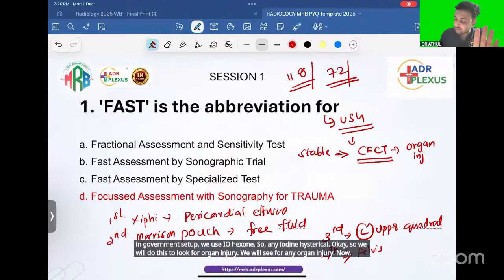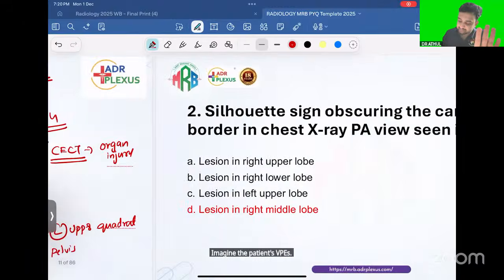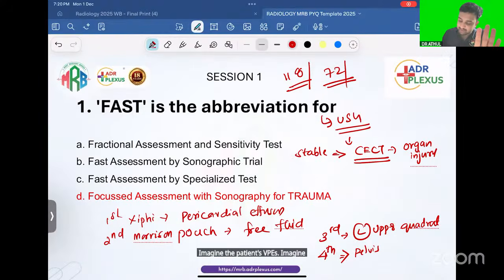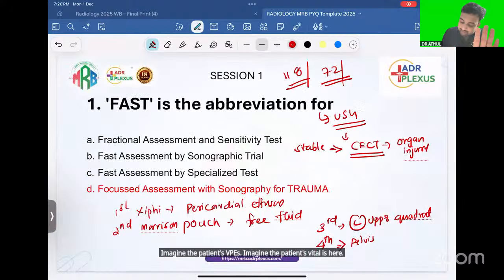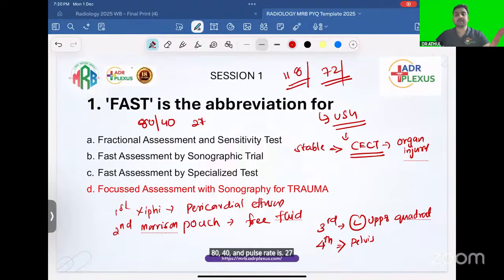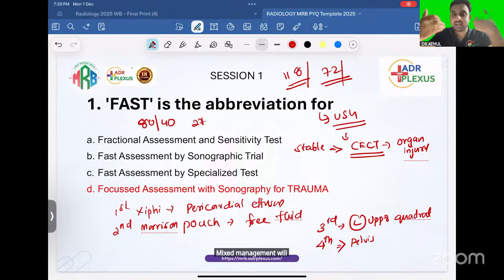Now, imagine the patient's vitals are, I will write it here, BP 80/40 and pulse rate 27. So the patient's vitals are falling. His BP is only 80/40. Vitals are very poor, like a 20-25 pulse rate. So you have to do exploratory laparotomy. So the next management will 100% depend upon the condition of the patient.